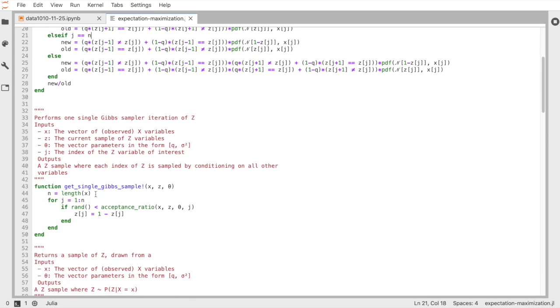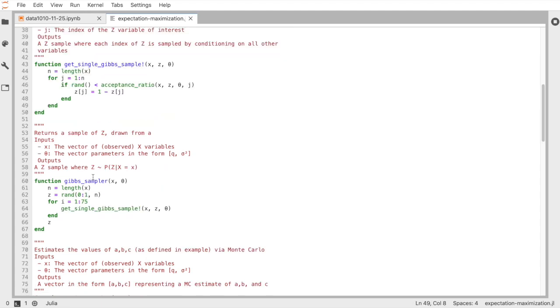So get single Gibbs sample is just performing a single Gibbs sampling pass. It's going from j from 1 to n, and for each one, it computes the acceptance ratio and then flips the bit if appropriate. And then Gibbs sampler here is just doing 75 passes, starting from a random initial state.